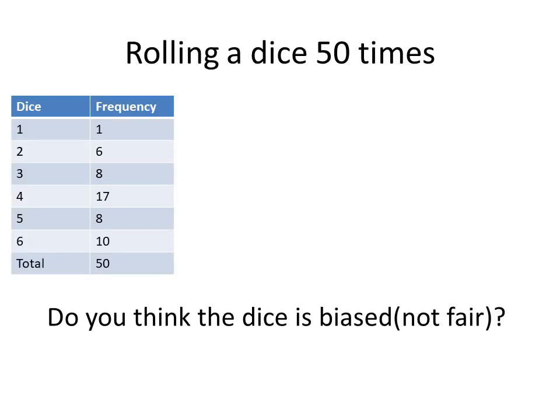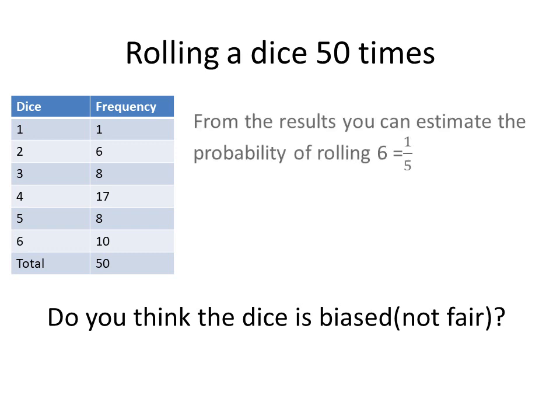Let us see. I rolled the die 50 times and I recorded my results in a table. In the first column I put the die results, which are 1 to 6, and in the second column I put the frequency, meaning how many times I got each number. From that table, I can see that I got 4 most of the time when I rolled my die, and I got a 1 only one time.